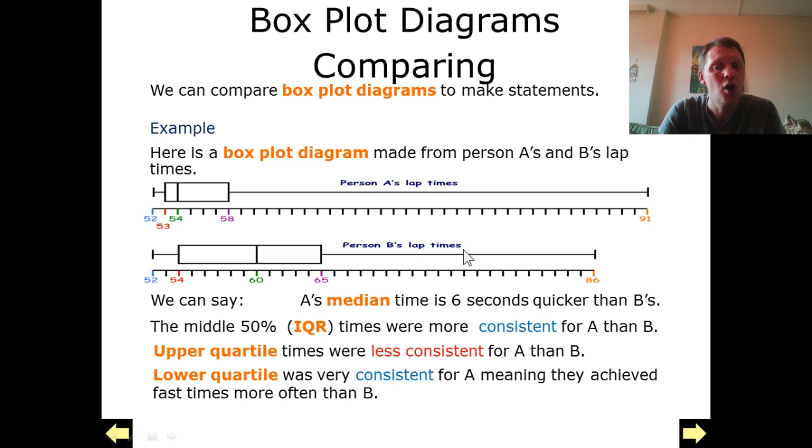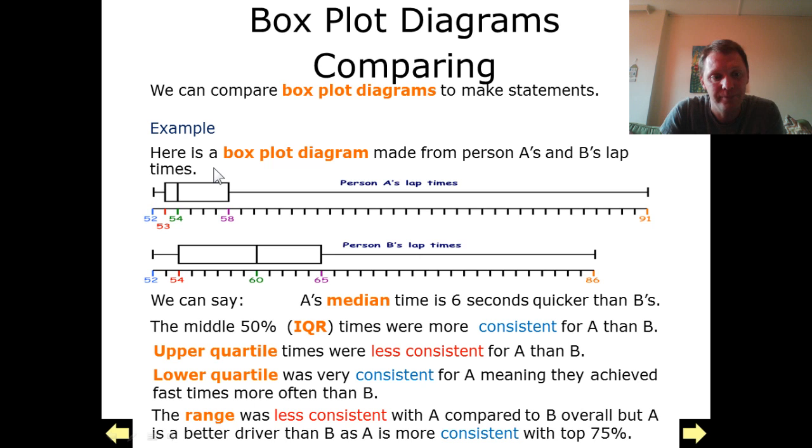The lower quartile was very consistent with person A, meaning that they achieved more faster times more often than B. That's from the distance at the start here to the lowest value. Now, as you can see, 25% of the times for person B were between 52 and 54 seconds, whilst person A, 25% of the times were between 52 and 51 seconds.